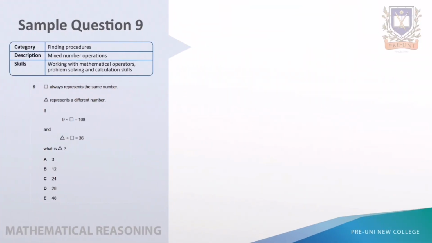Looking at question 9, for the category we have finding procedures, and the description mixed number operations, skills working with mathematical operators, problem solving and calculation skills. So for question 9, a square always represents the same number. The triangle represents a different number. So if 9 times square is 108, and a triangle plus a square is 36, what is the value of the triangle?